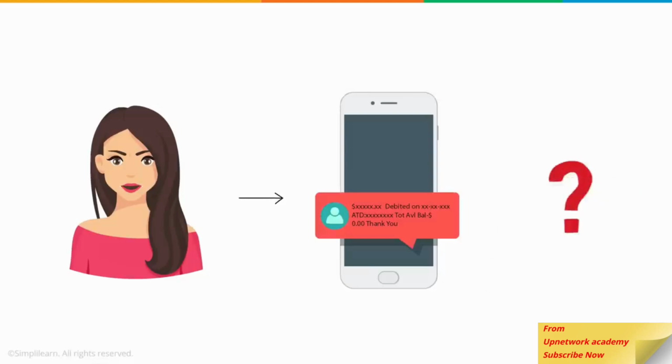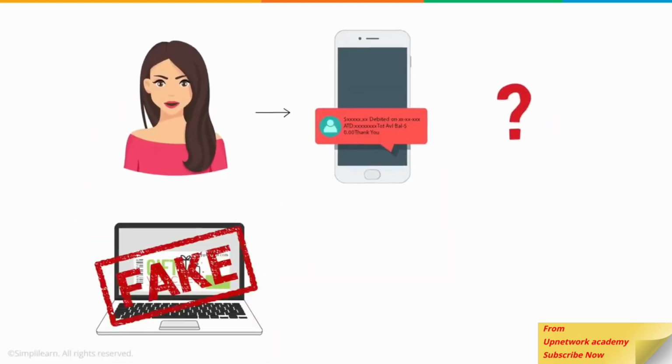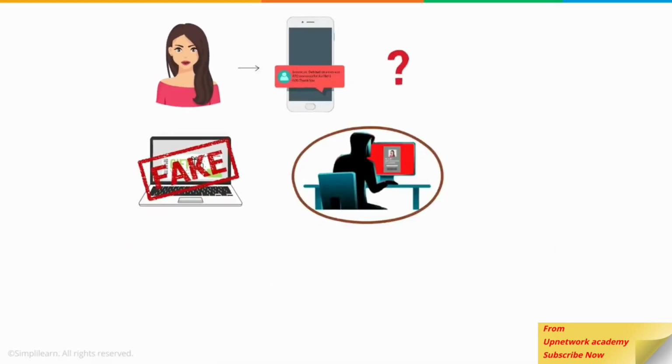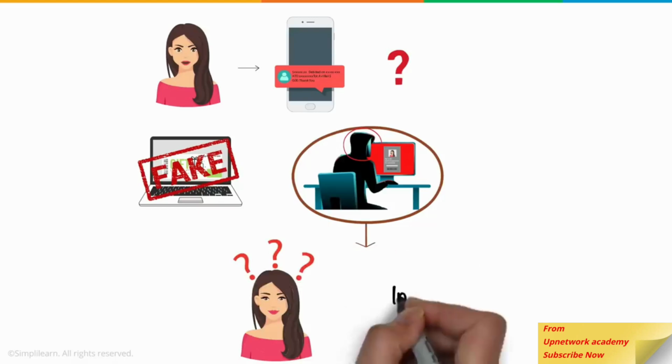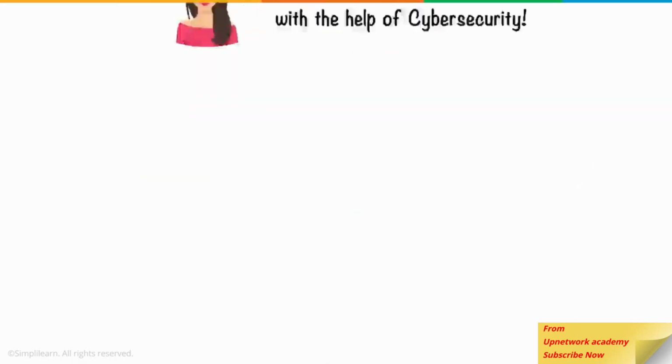How do you think this happened? Well, yes, the email she received was fake. Anne's shoppingcart.com account witnessed unauthorized access from a third party. This type of attack is known as a cyber attack, and the person who carries it out is called a hacker. Could Anne have prevented this attack? Indeed, she could have, with the help of cybersecurity.